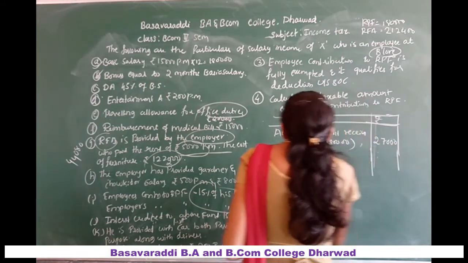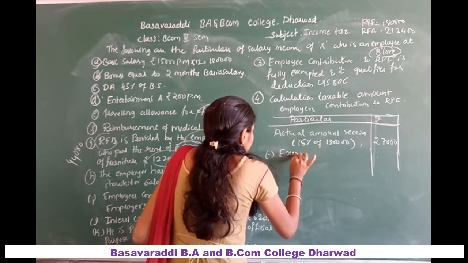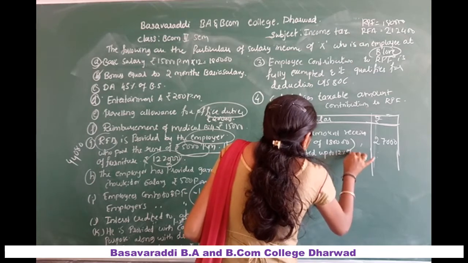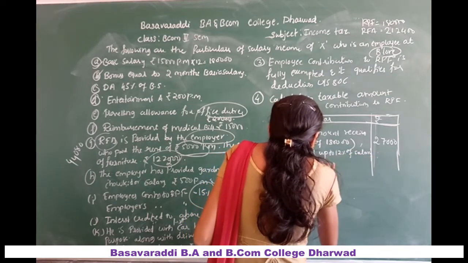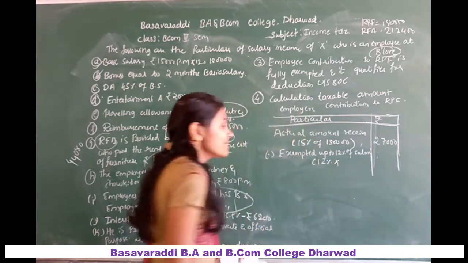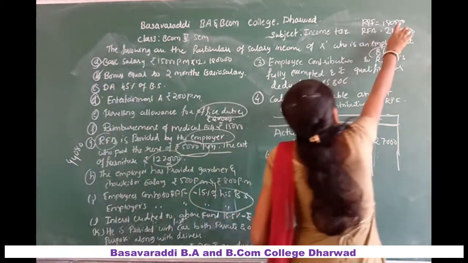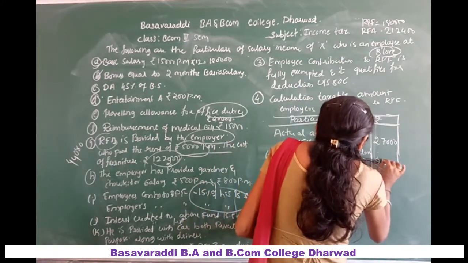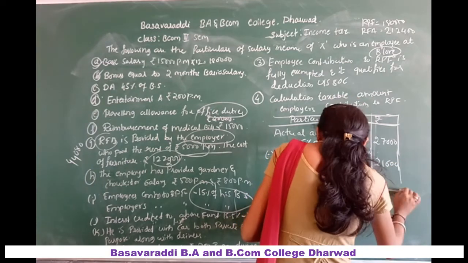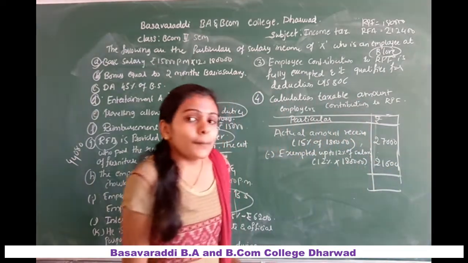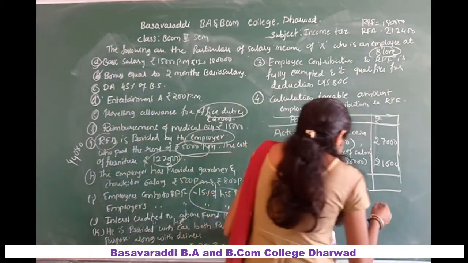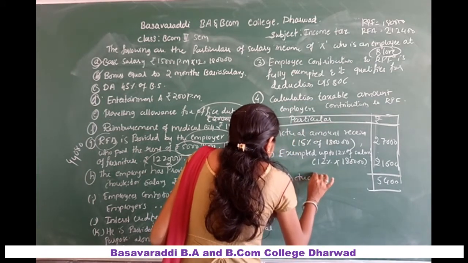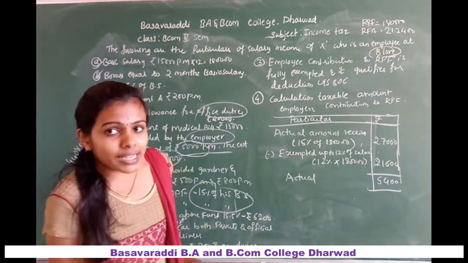27,000 less exempted up to how much? 12% exempted up to 12% of salary. 12% into basic salary. How much? RFA salary is equal to 1,80,000. Is equal to how much? 21,600. Now, 27,000 minus 21,600 is equal to how much? 5,400 is the actual contribution to the employer's contribution to recognized provident fund.